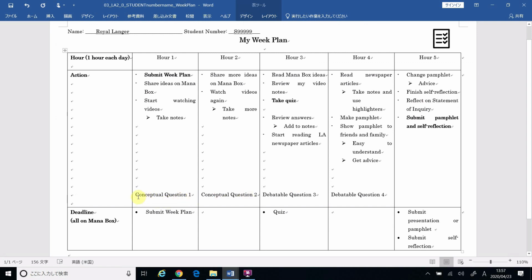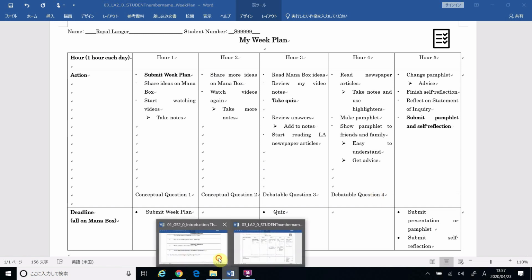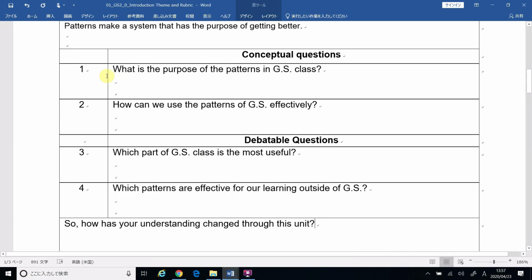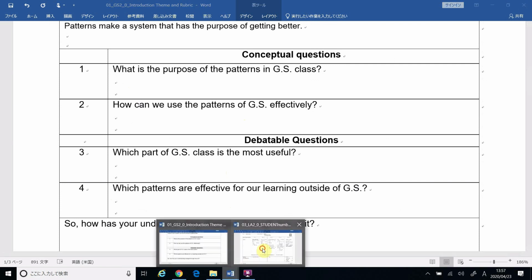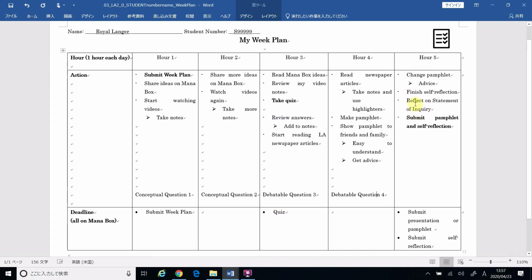Also, you can see that I wrote these conceptual questions at the end of each day and these debatable questions. So, each hour I will do one question. And then by the last part, by hour 5, I will be ready to reflect on the statement of inquiry. So this is my week plan. I'm ready to submit my week plan and get started sharing my ideas on Monobox and starting to watch videos and taking notes.